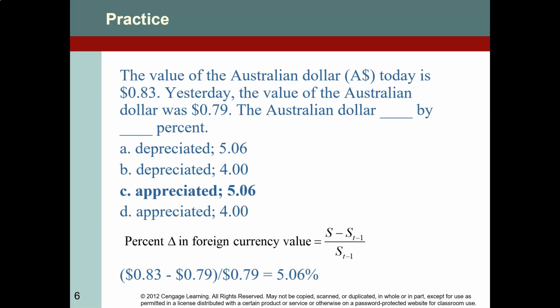Another way to tell the appreciation is to calculate the percentage change in Australian dollar, which is (S_t minus S_t-1) over S_t-1. So we can use the value today, 0.83, minus the value yesterday, 0.79, divided by the value yesterday, 0.79. So we can have 5.06% as the percentage change rate, and it's a positive number, so we can also tell from the sign here that it's appreciated.